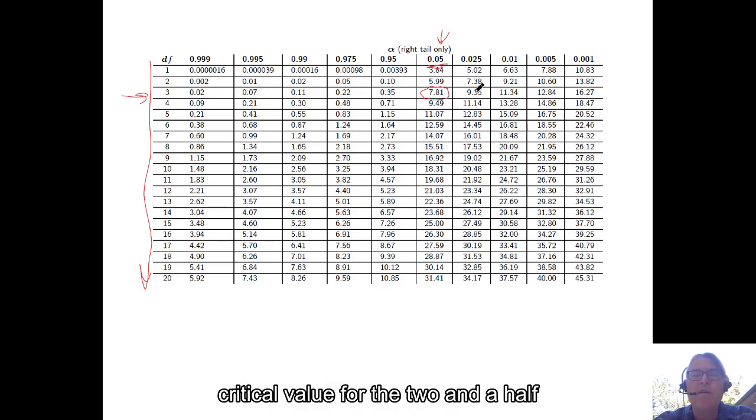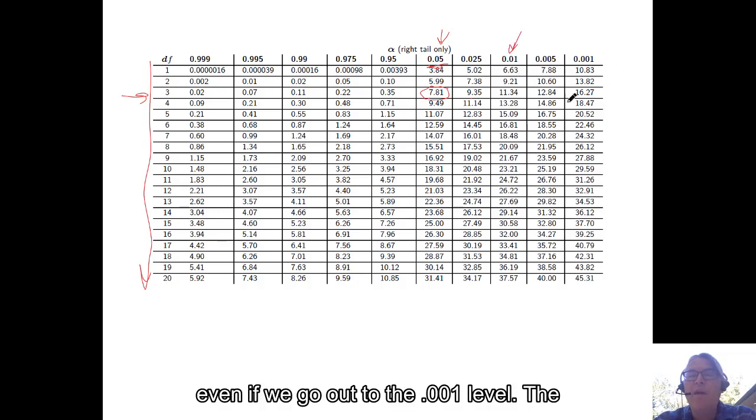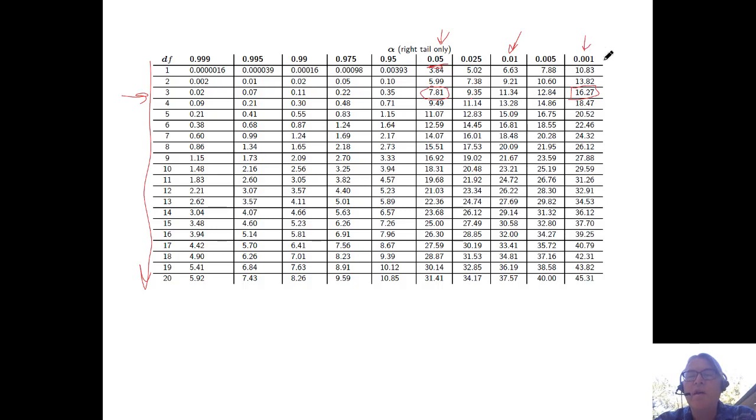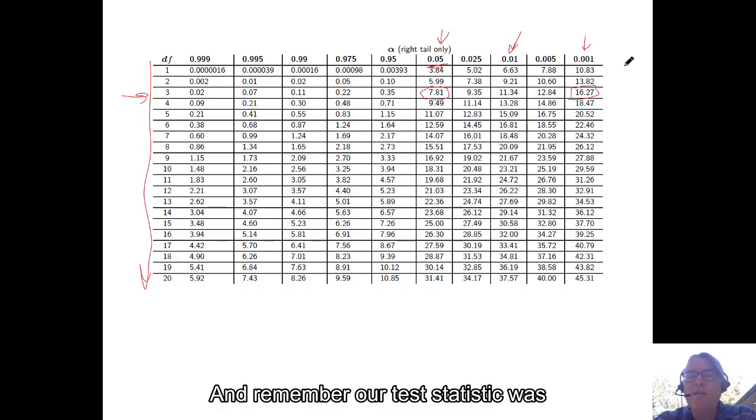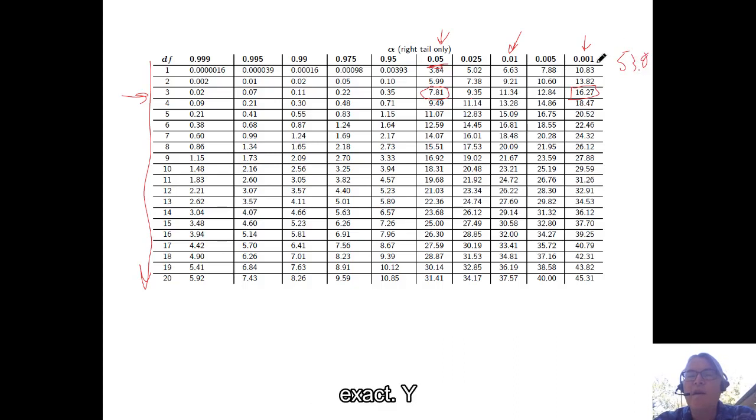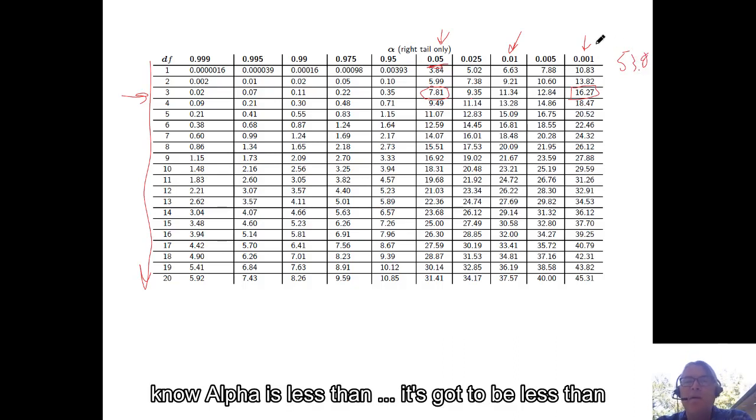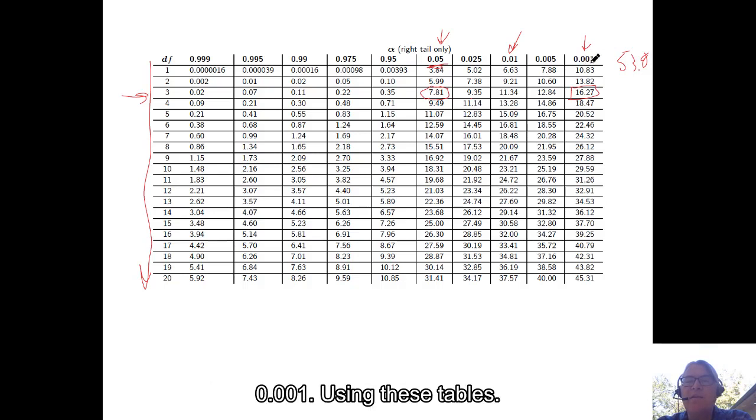The critical value for the 2.5% alpha is 9.34, and 11.34 if we were rejecting the null hypothesis at the 0.01 level. Even if we go out to the 0.001 level, the critical value for 3 degrees of freedom is 16.27, right? And remember, our test statistic was 53, so it's way out here. So we can reject; alpha has got to be less than 0.001.